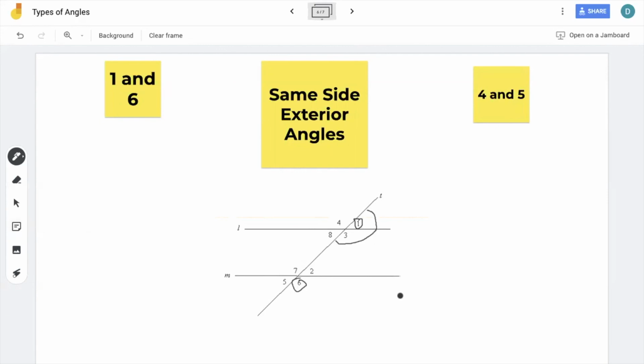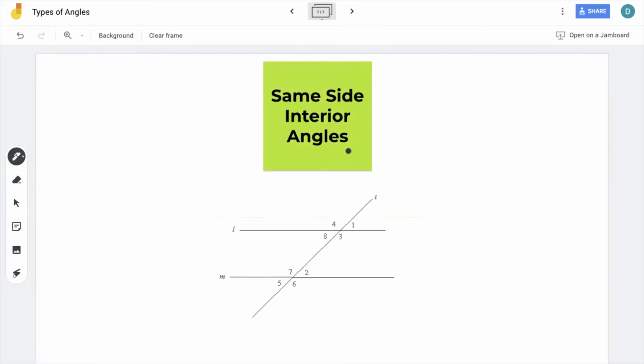And that is what is so special about same side exterior angles. It's basically identifying a pair of supplementary angles. And so keeping that in mind, let's take a look at another example. Same side interior angles. Now, remember, interior means below the line L and above the line M. So in this middle section here, the interior, if you will, we're going to be looking at same side interior angles. So 3 would be a same side interior angle with 2.